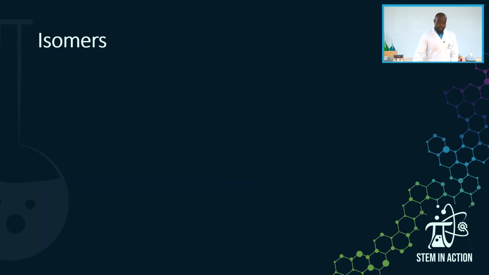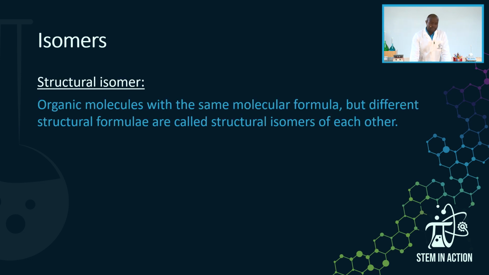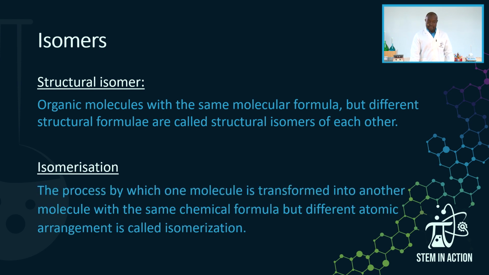Our next definition is isomers. So firstly, we'll start with structural isomers. Organic molecules with the same molecular formula but different structural formulae are called structural isomers of each other. Then our next definition is isomerization. Isomerization is the process by which one molecule is transformed into another molecule with the same chemical formula but different atomic arrangement, and it's called isomerization.